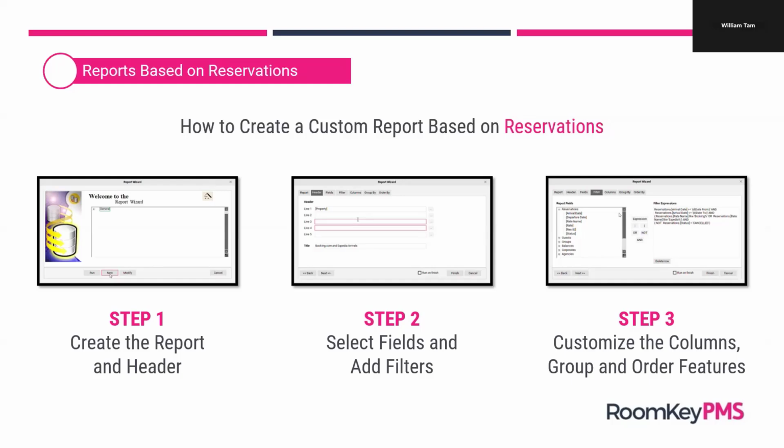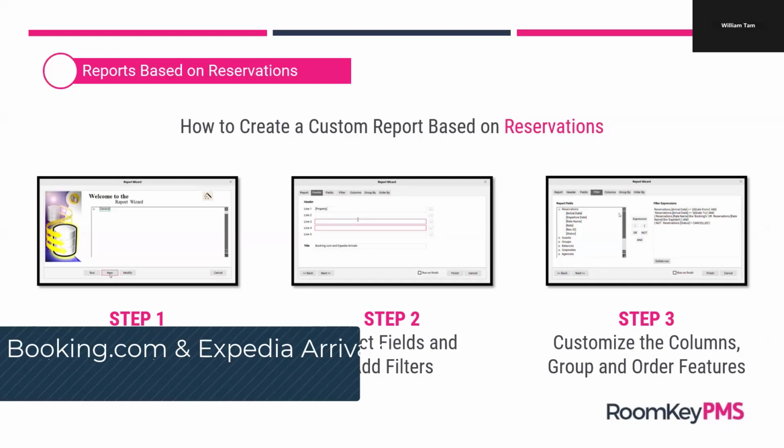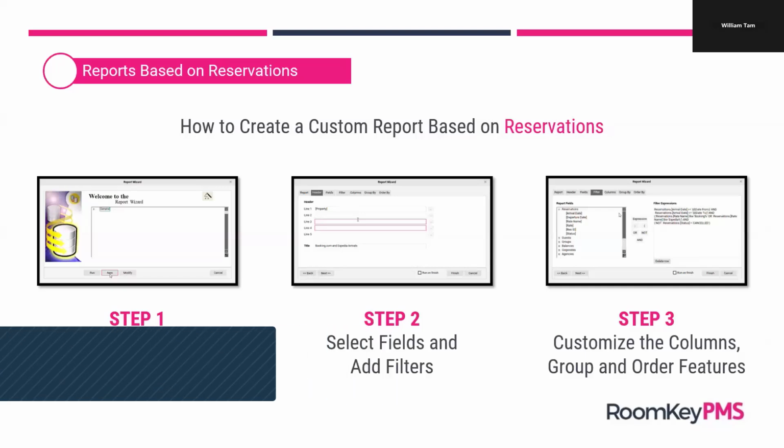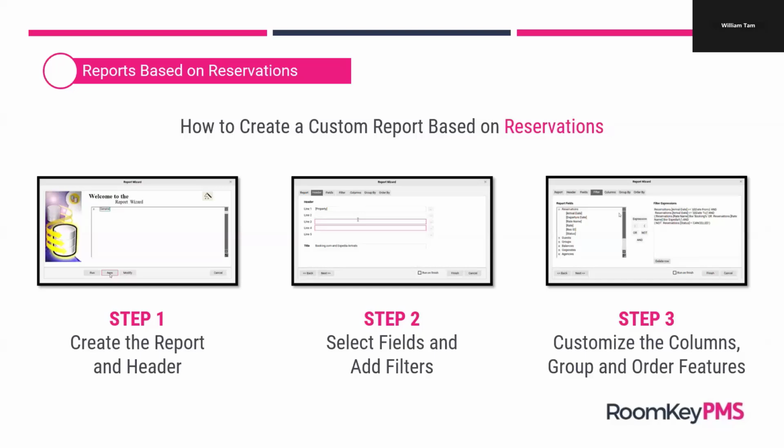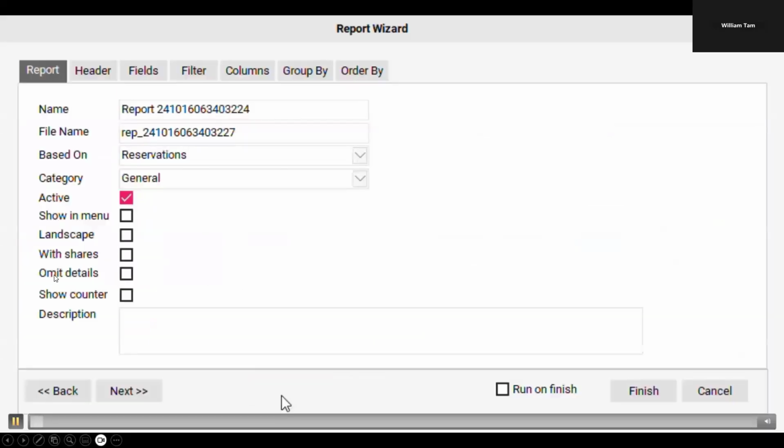So I've got three short videos here that are going to take us through each of these steps using an example report. The report that we're going to create is going to show us Booking.com and Expedia.com arrival reservations. So let's take a look at how to create the report and that header information right off the bat.